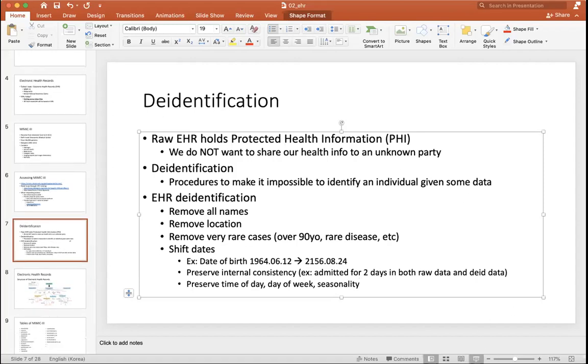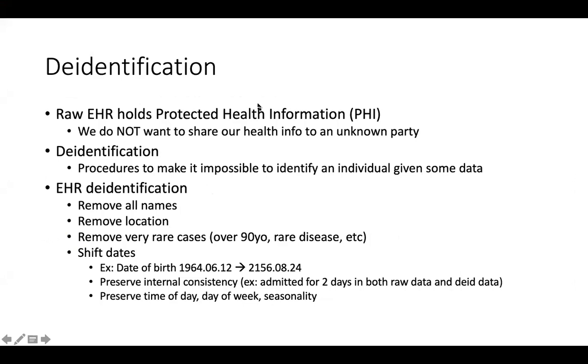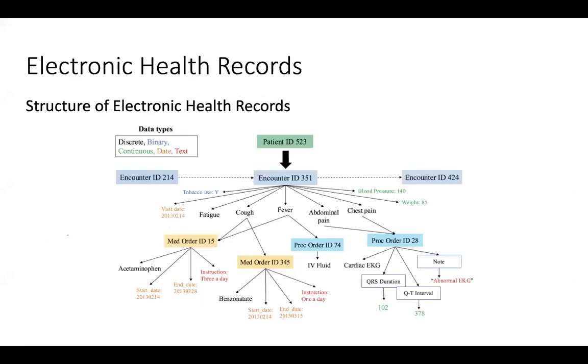Oh, actually, I should have made it full screen. All right, so that was the de-identification. Before we go into the actual MIMIC-III database, just a recap. This is usually what health records look like. There's a patient record at the very top. For example, this ID could be your 주민등록번호, your national registration number. Yeah, that would be your ID.